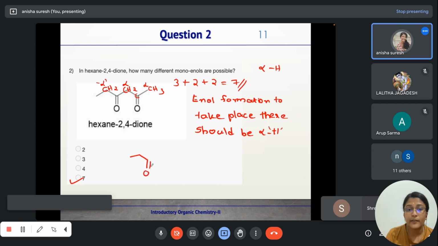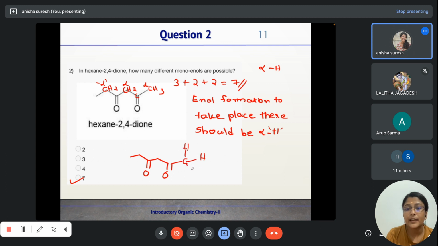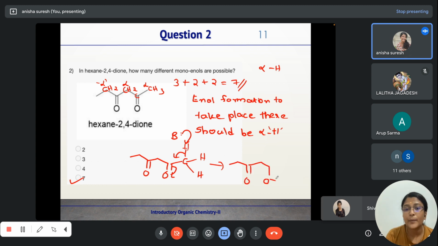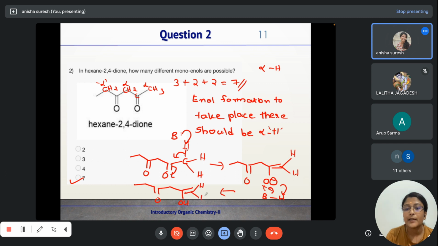So here we will solve one example. C, H, H, H. So the base will come and abstract one of the protons. It will result in the formation of the enol. O minus, double bond, H, H. So it can abstract this proton by the base and result in formation of the enol. Double bond, H, H. This is clear, right? Any doubts?